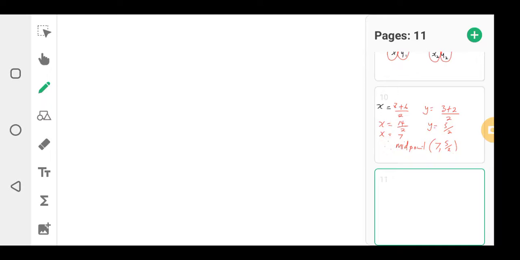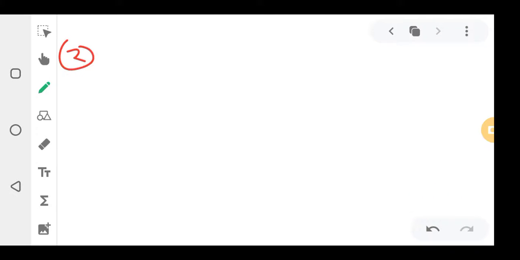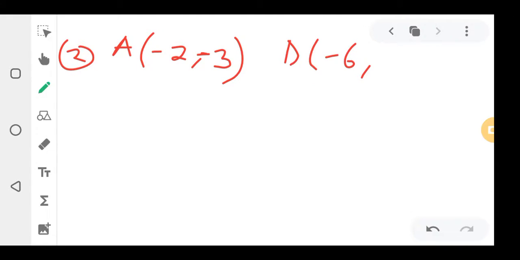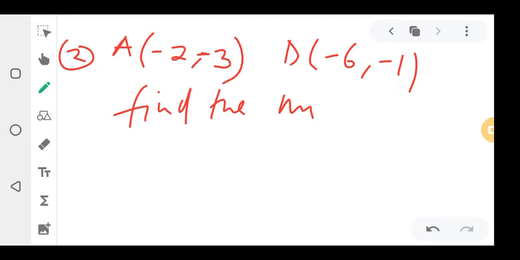Okay, let's solve another one. Example 2 on midpoint. So if they give you 2 points, like point A is (-2, -3), and then D is (-6, -1), for example. And then you're supposed to find the midpoint of these 2 points. Find the midpoint of those 2 points.